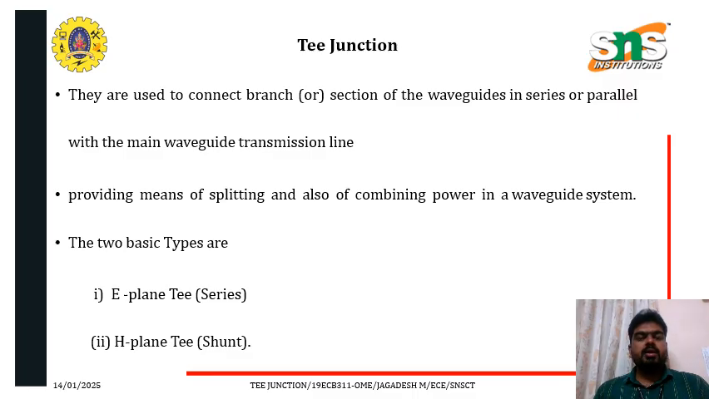They are used to connect a branch or section of the waveguide in series or parallel with the main waveguide transmission line, providing a means of splitting and also combining power in waveguide systems. The two basic types are E-plane T, that is series, and H-plane T, that is shunt. So the T-junction has two classifications: E-plane T, which is called series, and the other one is H-plane T, that is called shunt.